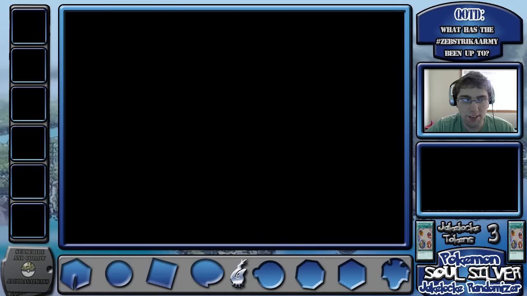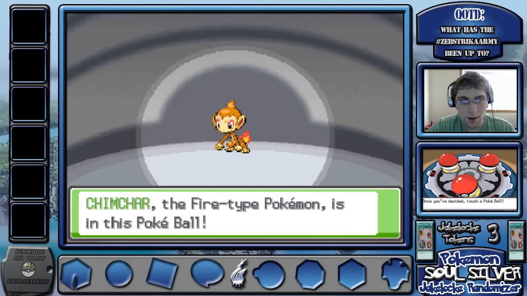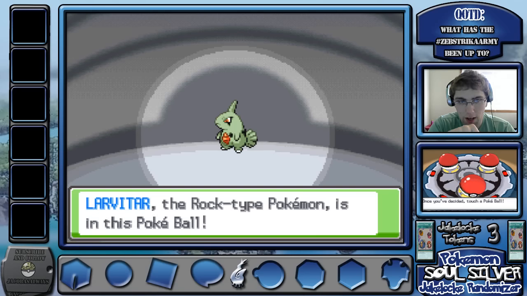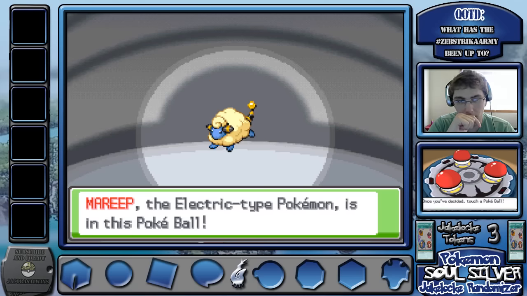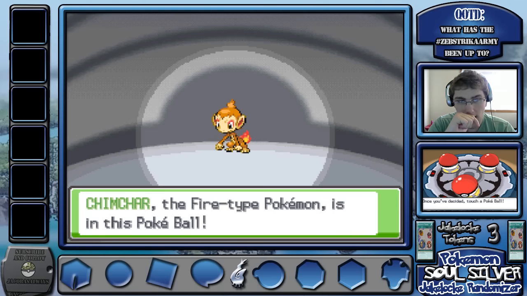Let's see what we have for options, guys. Larvitar! Oh, jeez, that's amazing. Mareep, and Chimchar. So Larvitar is Totodile. That's Chikorita. And that's Cyndaquil. So if I pick Mareep, he'll have Larvitar. If I pick Chikorita, he'll have Mareep. And if I pick Larvitar, he'll have Chimchar. I want to pick Larvitar. That's like the strongest Pokemon.